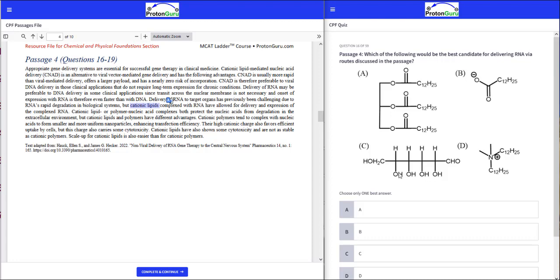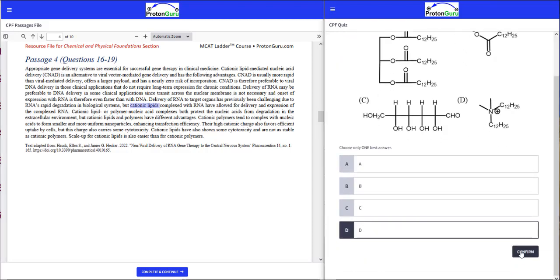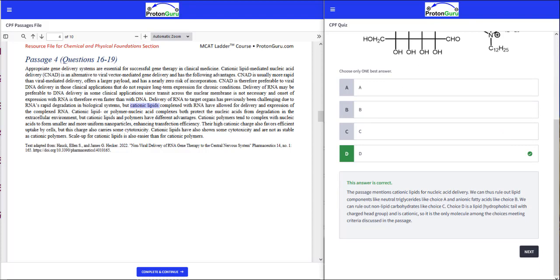This is actually a carbohydrate. So we'll rule that out. That's not a lipid. Then it's really just a matter of finding the cationic lipid. This one's neutral. This one's anionic. D is cationic. And that should be our correct answer for that one.